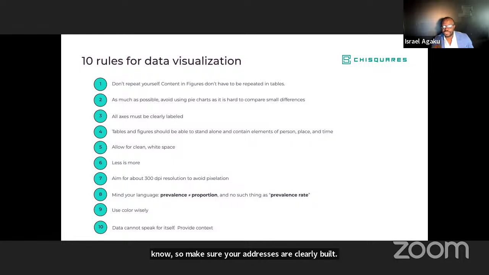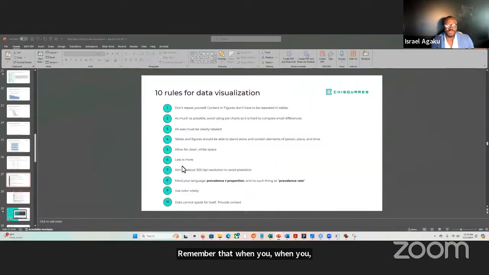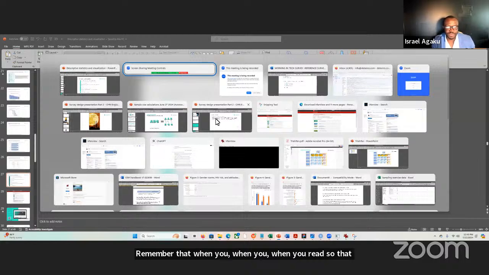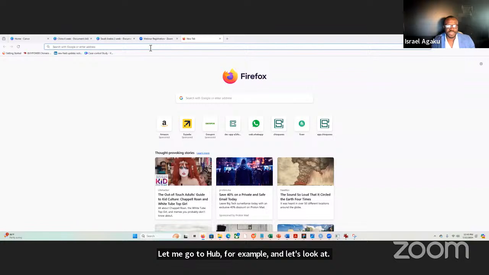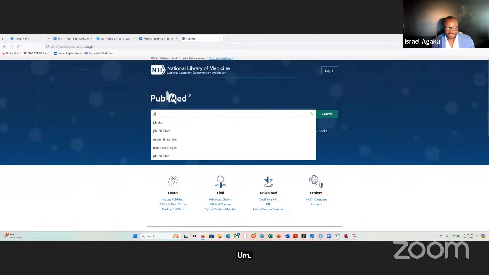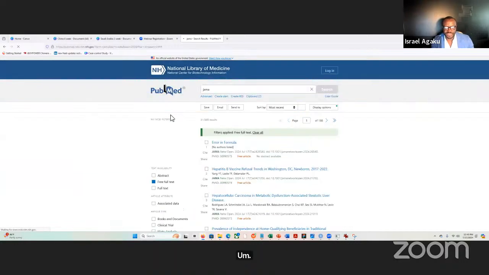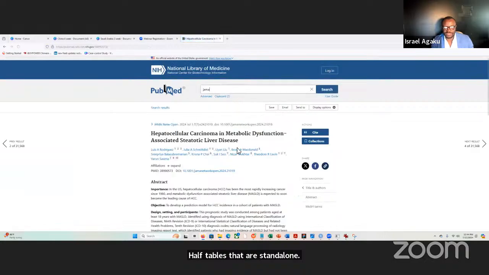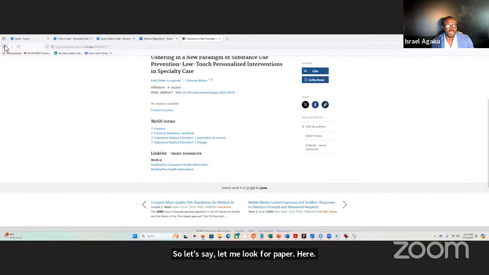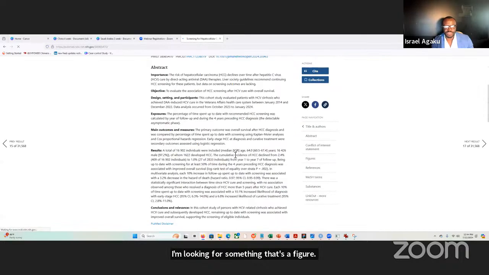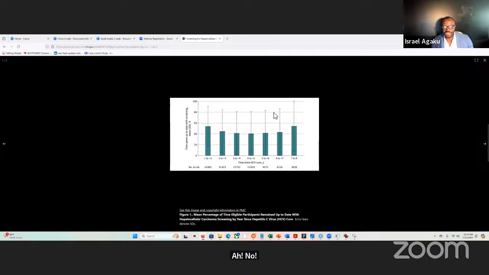Ensure that your tables and figures are able to stand alone, right? Remember when you read a paper, let me go to PubMed, for example, and look at why it's very important for you to have tables that are standalone. Let me look for a paper here. I'm looking for something that has a figure. Aha. In modern journals, it's possible for a figure to be detached and for the reader to view it just by itself.